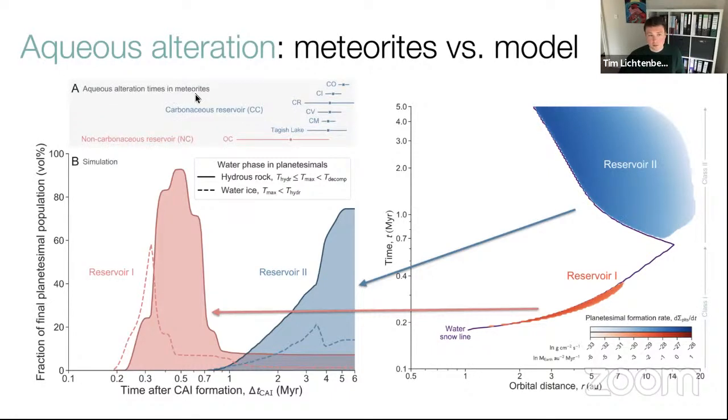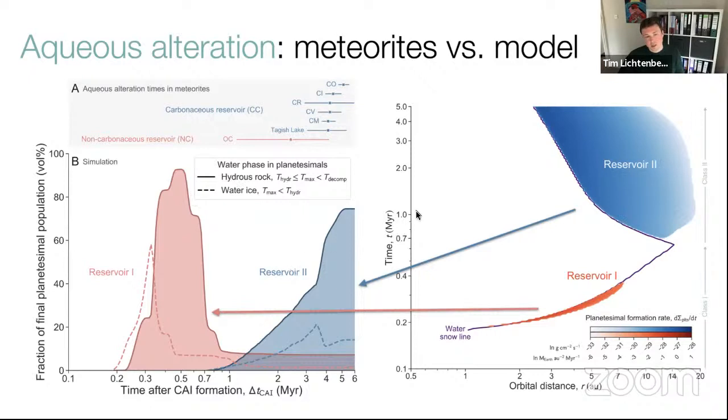This is plotted here as so-called aqueous alteration times in meteorites for the non-carbonaceous reservoir and the carbonaceous reservoir. There's only one measurement so far of ordinary chondrites, at large uncertainties, so there's not really anything to match here. The point is, in this simulation, this is the onset that we can measure, because these measurements date the material that is formed, the formation mechanism of hydrated silicates. And so any memory of this peak here gets lost during the dehydration process.